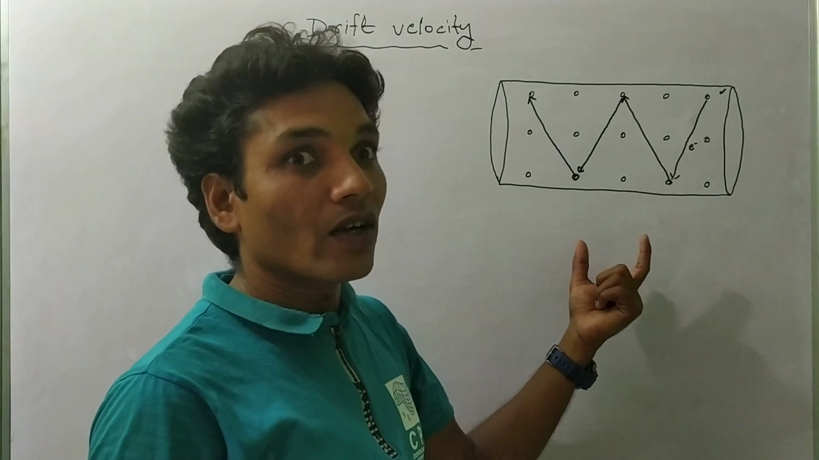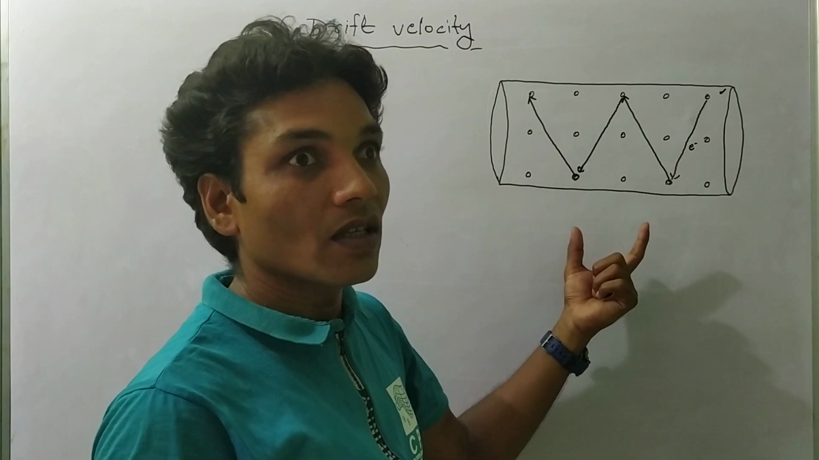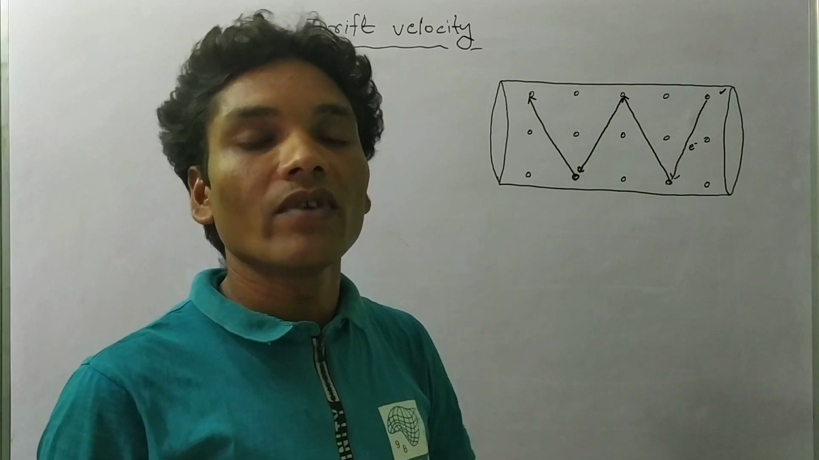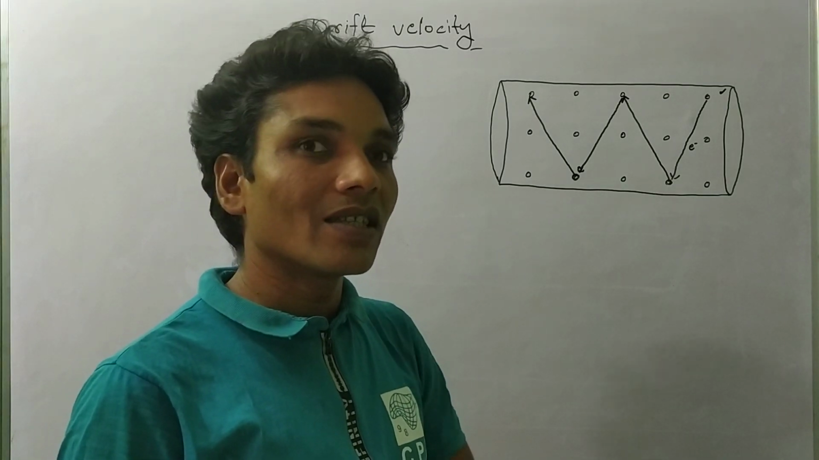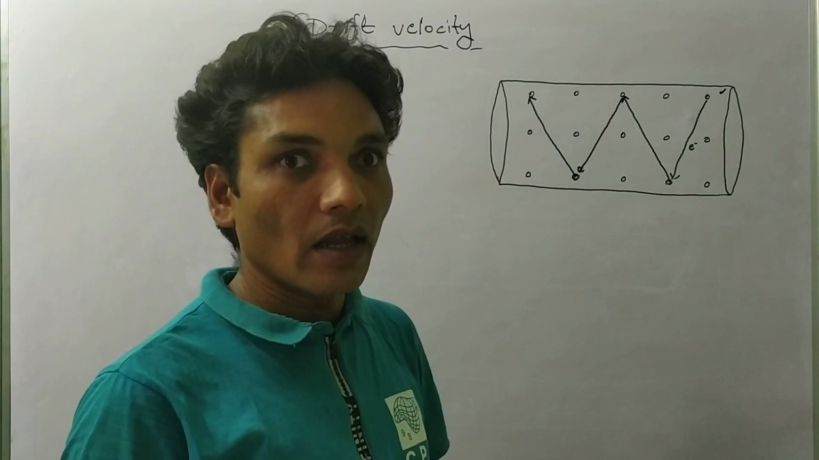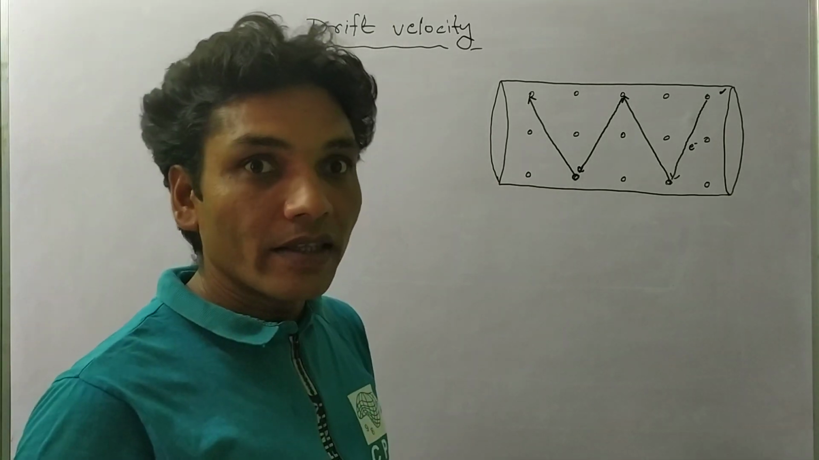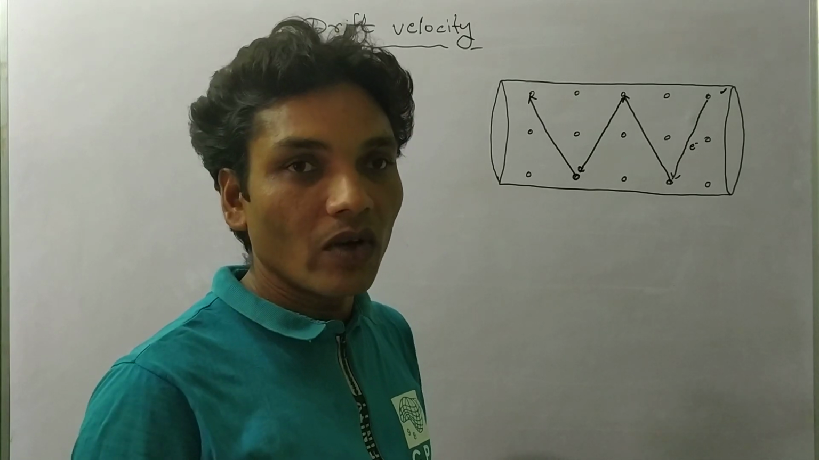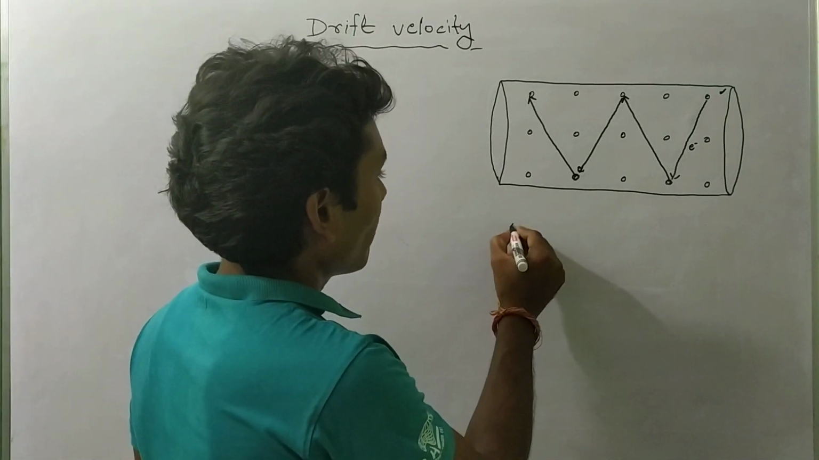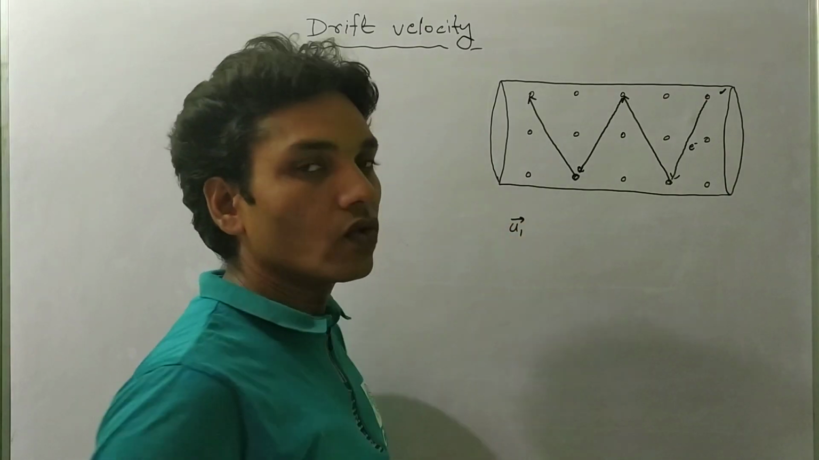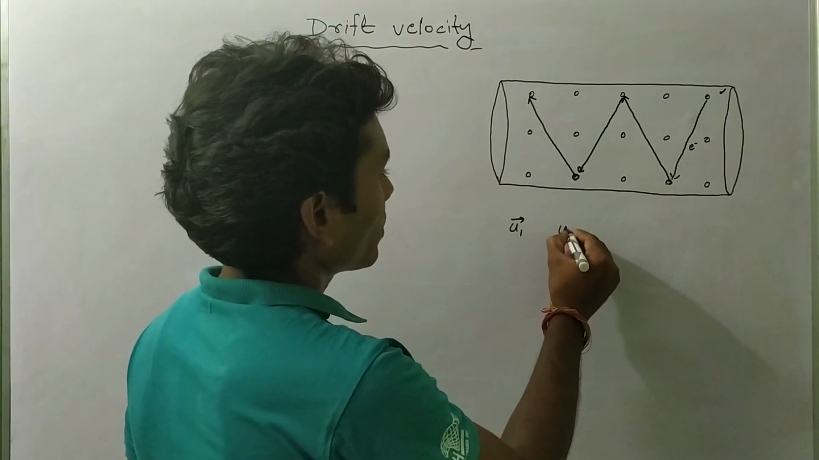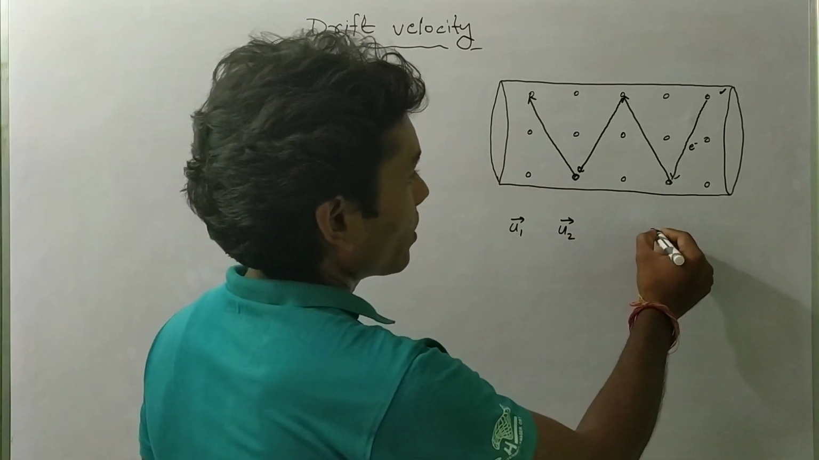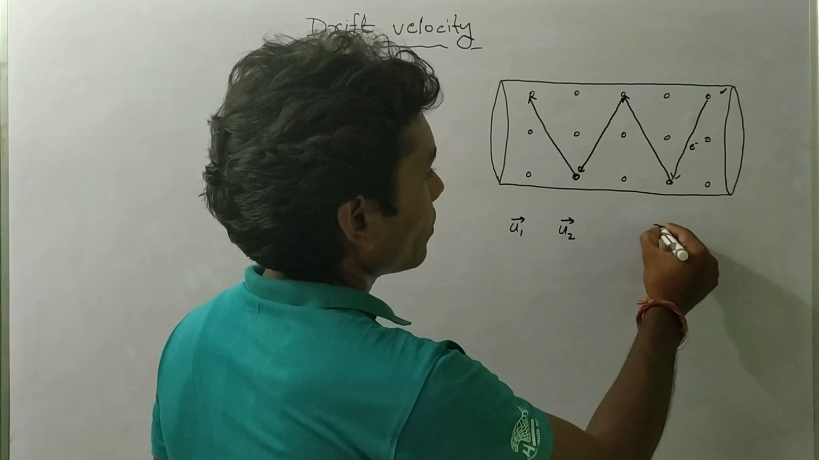The number of free electrons is huge in this conductor. That's why all the free electrons will move in zigzag motion. The velocities of these electrons are called the thermal velocity. Let the thermal velocity of the first electron be vector u1, of the second electron vector u2, and let the thermal velocity of the nth electron be vector un.